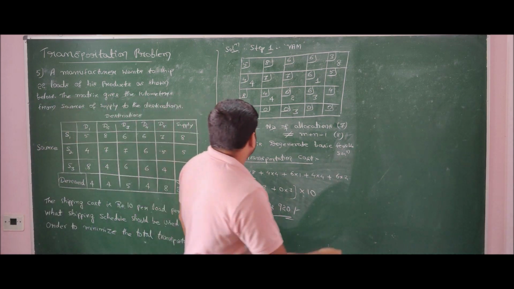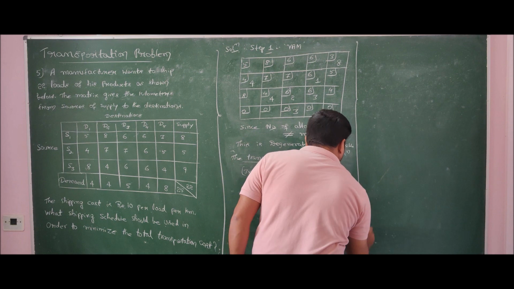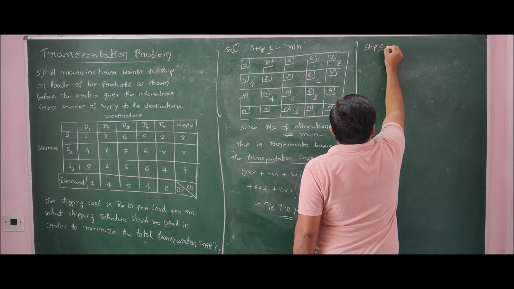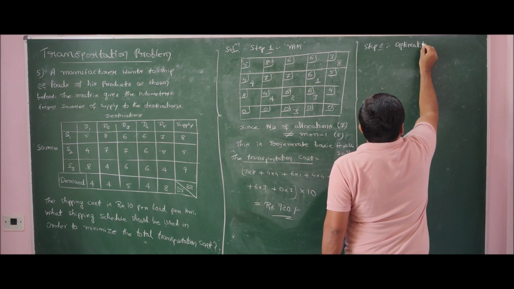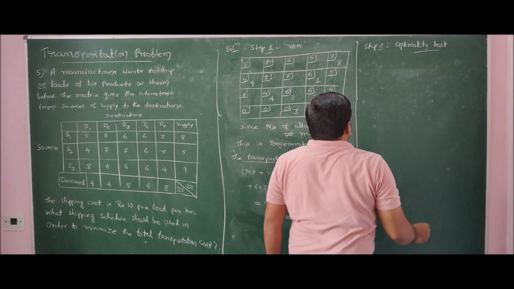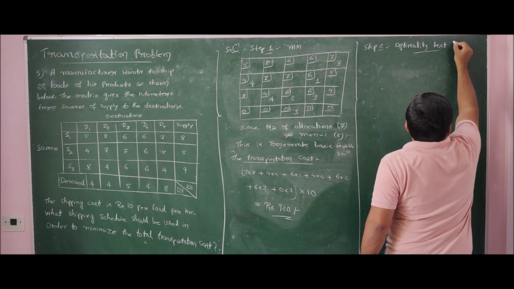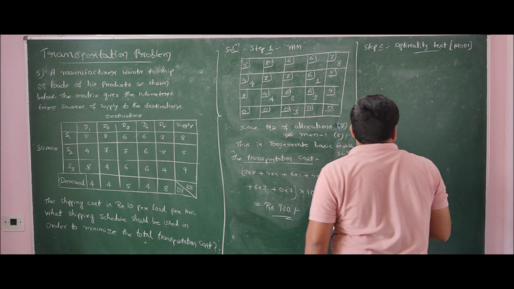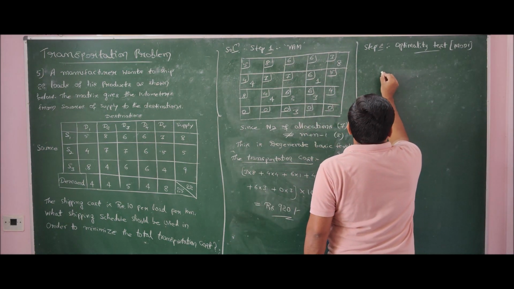Now moving ahead for step 2, that is optimality test. Now coming for optimality test, I will go with modified distribution method. That is UV rule. So if I do that, I'll reconstruct this again.